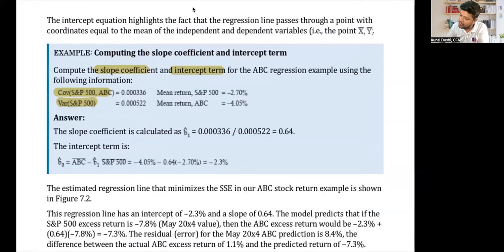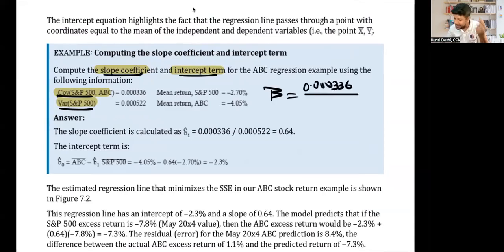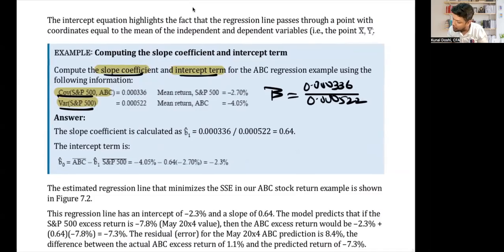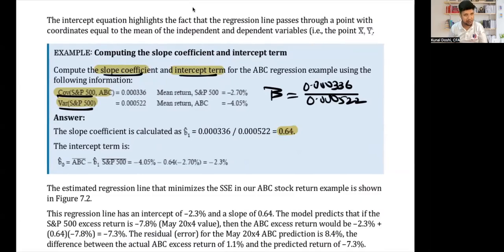Now, check here. They've asked you for the slope and the intercept term. I have the covariance and variance. S&P 500 is the market and ABC is a stock. So, in order to calculate the slope, which is the beta, what will I do? I will take the covariance that they've given me, 0.000336, divided by the variance of the S&P 500, that is the market, 0.000522. If you do this, you will get a slope, a beta, of 0.64.